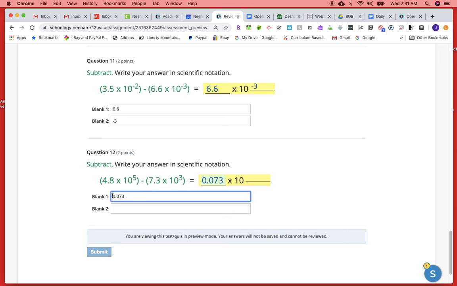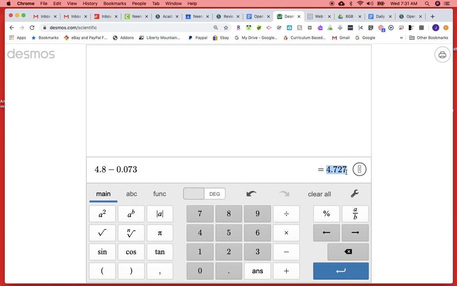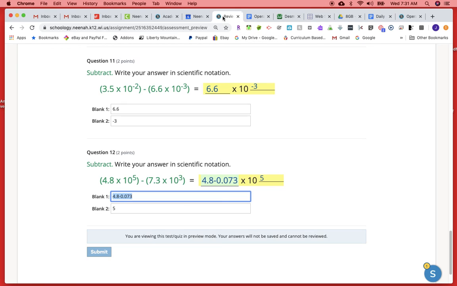Now what we're going to do is subtract 4.8 minus 0.073, because now we're going to have the same exponent of 5. Put that down in blank 2. So I'm going to put in 4.8 minus 0.073. I'm going to copy that, put it in decimals, and we get 4.727. Copy that. I'm going to paste it there.